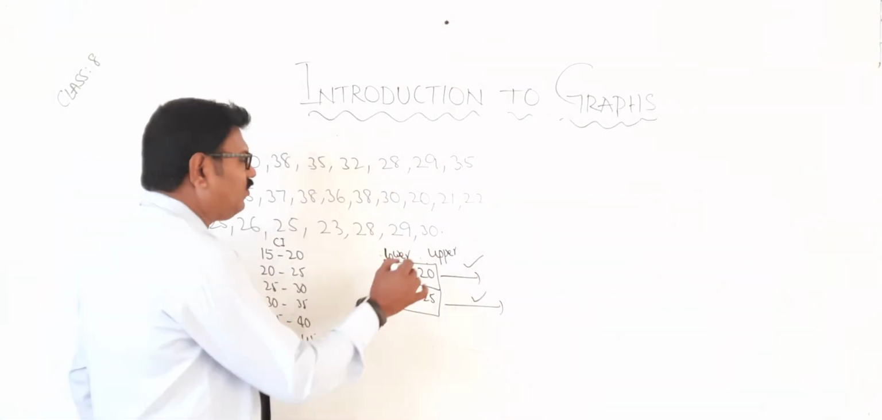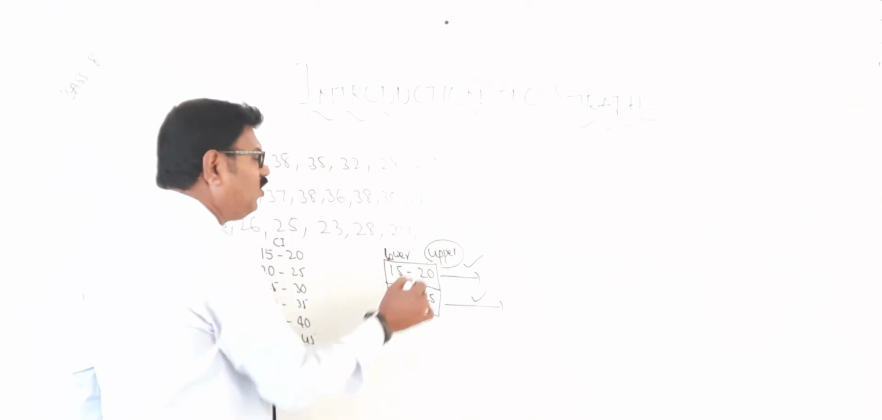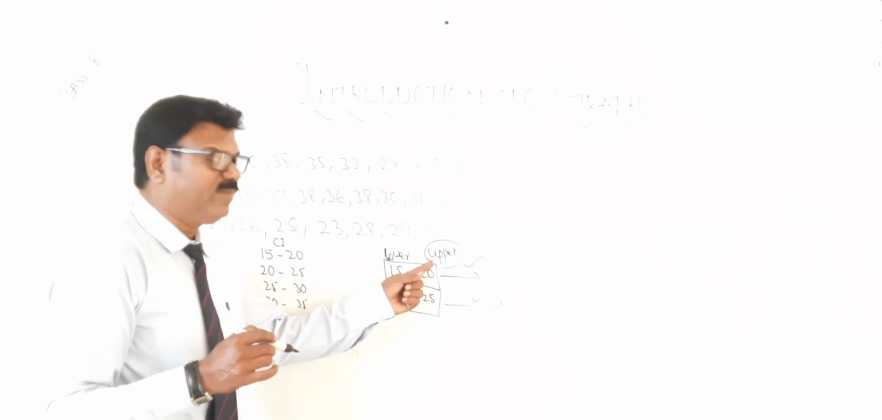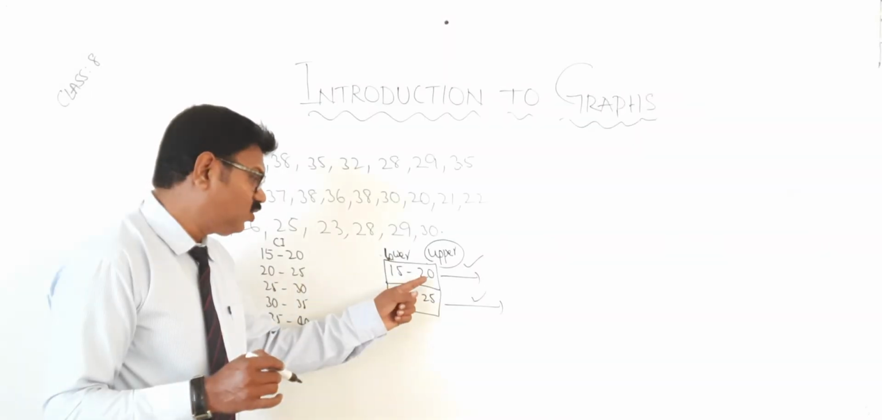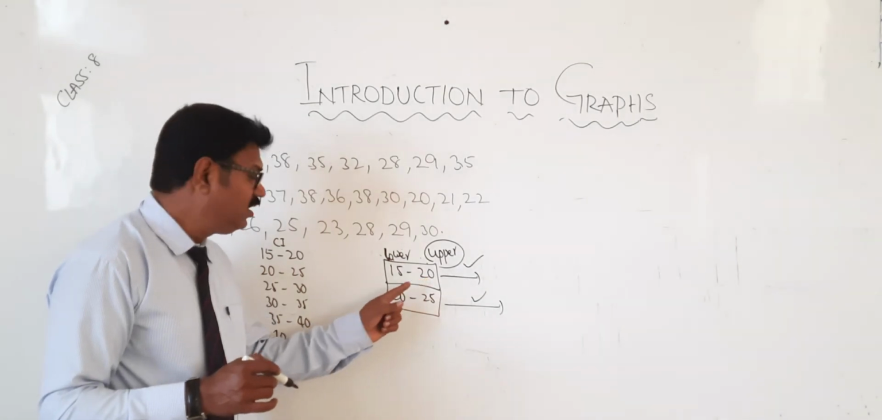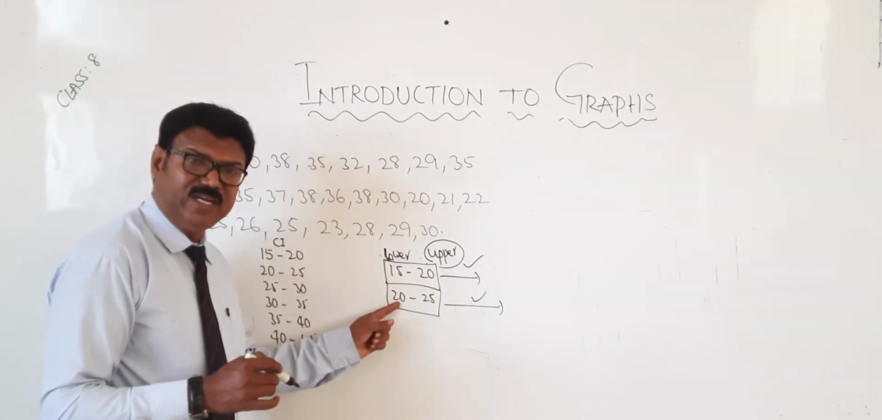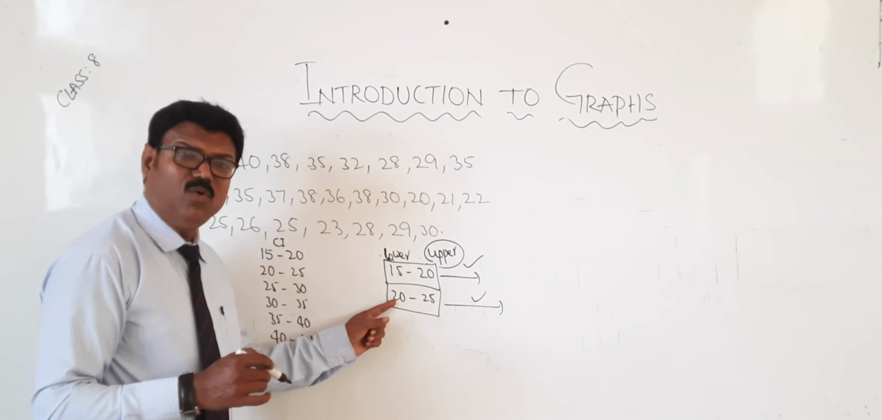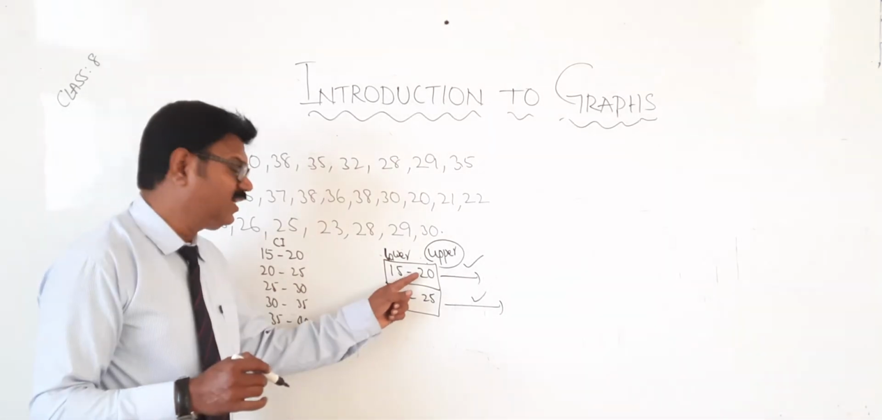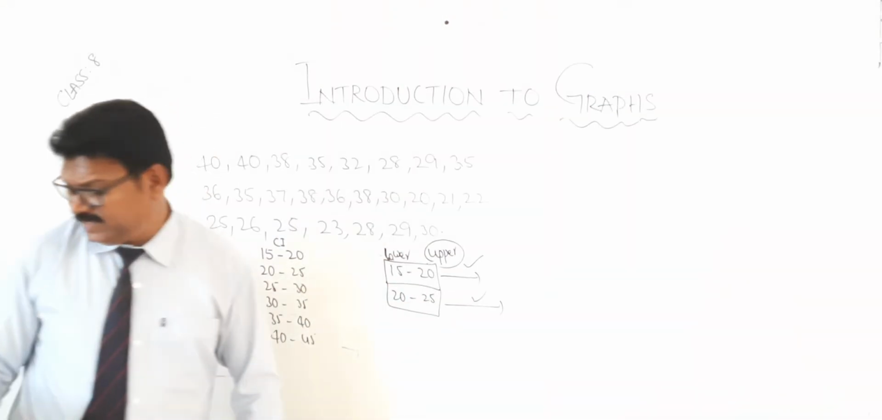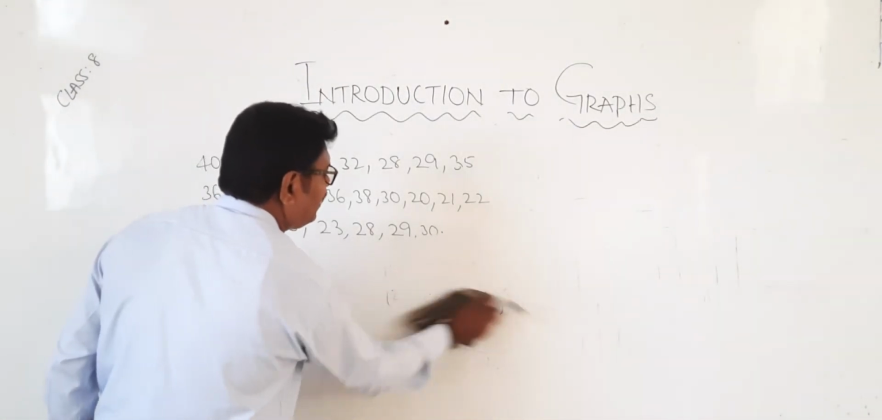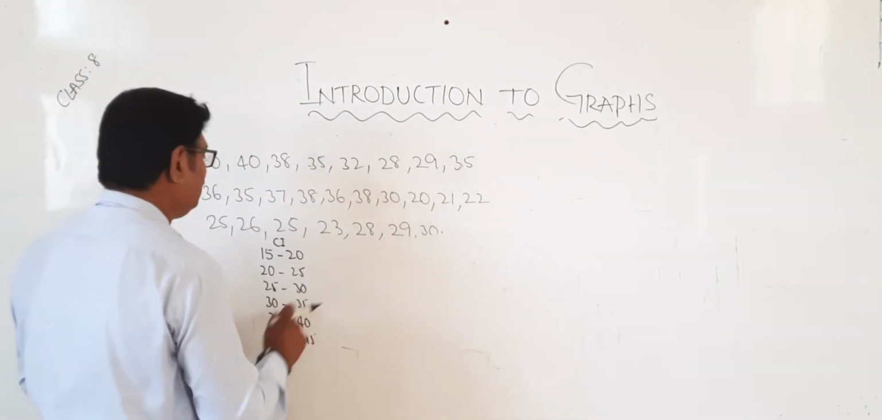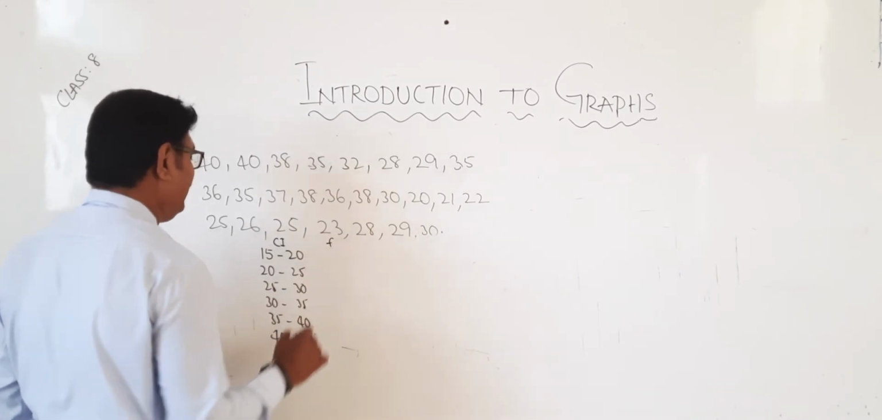Right. Now we have to see only lower limit, not upper limit. In the lower limit, if the number has come, then we have to start from that number. That means what? 20 has come in the upper limit also and 20 has come in the lower limit also. But we should take only lower limit, not upper limit. Did you understand? Yes. So this is very, very important. Now we will see very, very simple. Now this is nothing but frequency.